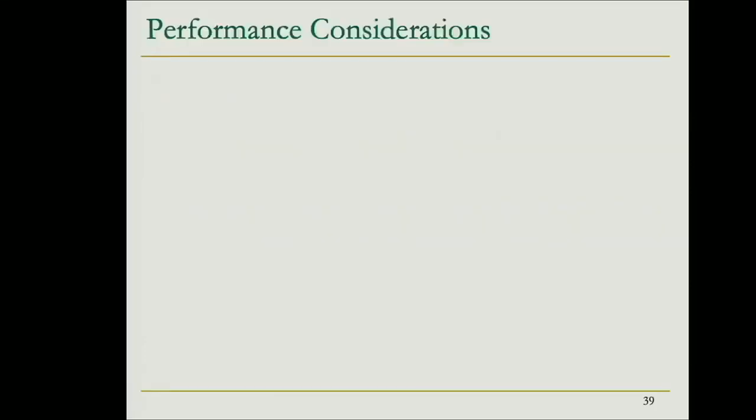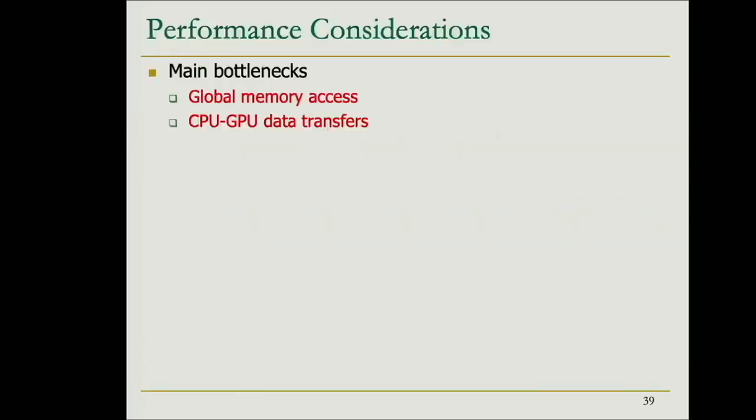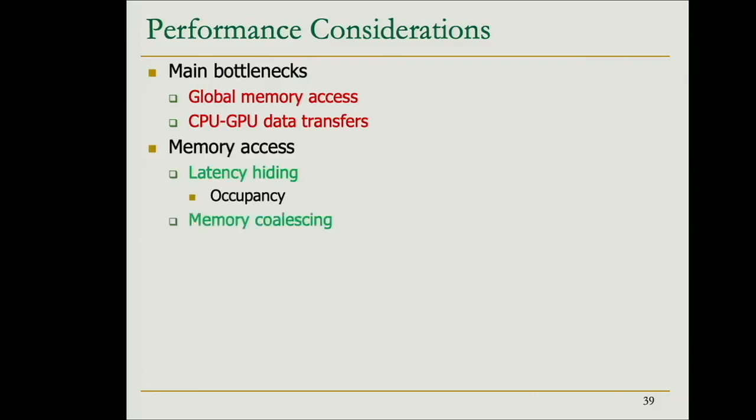Okay, so performance considerations. As I said in the beginning, the main bottlenecks of the GPUs. First of all, the data transfers between the CPU and the GPU. Second, the global memory access. In the end, this access in DRAM is where we are going to spend most of the execution cycles when we are doing GPU computing. For the CPU to GPU data transfers, we will see how we can deal with them or how we can try to optimize them. For the memory access, this is the first thing that we are going to talk about.